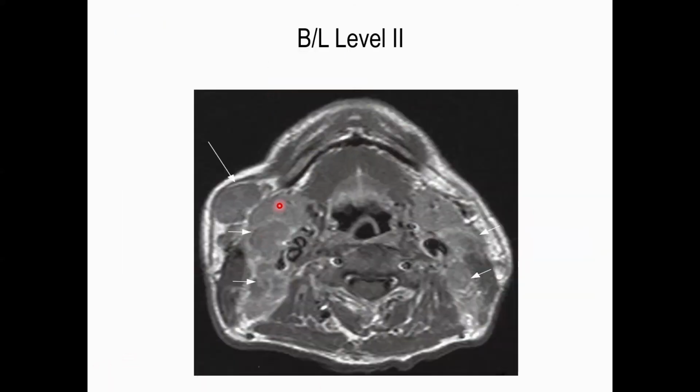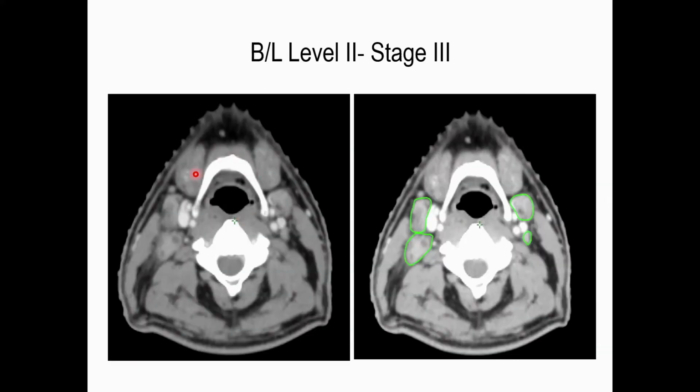Now coming to, you can see multiple nodes on both sides. You can see that it's at the level of level 2. This is multiple nodes. It's an N2 disease. Again, you have multiple nodes. This is at the level of level 2 because you can see a hyoid bone there. Up to the caudal edge of the hyoid bone, it is level 2. You have multiple nodes on this side and on this side. So it becomes an N2 disease. It becomes bilateral, it is N2, and it is a stage 3 disease.